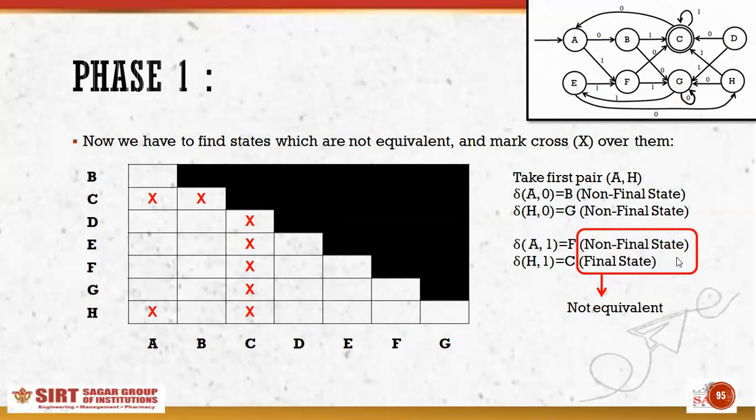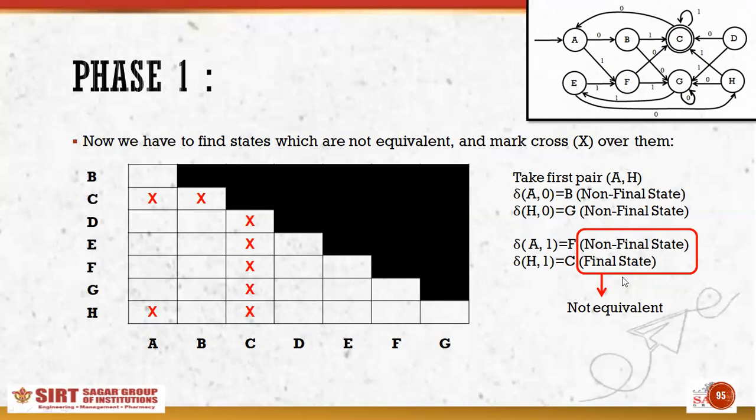Whenever we get a situation where the answer states are a pair of non-final and final state, we will mark it as not equivalent, and we will put a cross mark on that pair. If you get a final state and a final state in both answers, then you cannot mark a cross. You have to look out for a non-final and final state pair by giving 0 or 1 to that pair. In any one of the cases, if such a condition exists, you can directly mark a cross over that box.